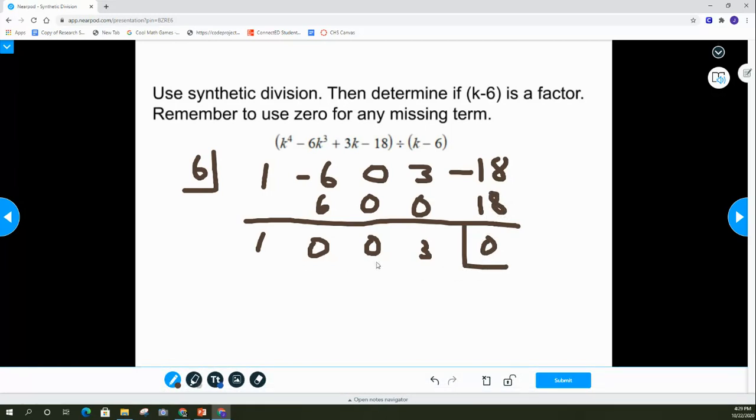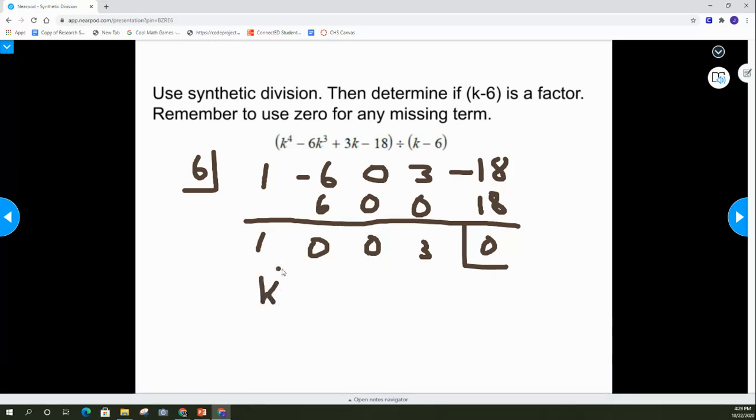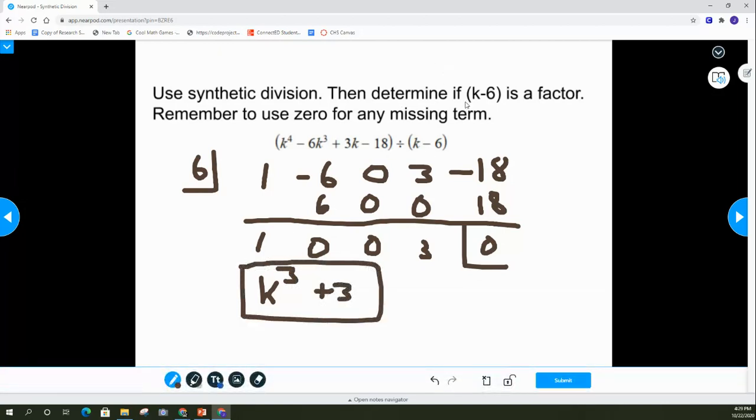If I throw everything on right now, remember this is the constant, linear, quadratic, cubic. So this would be k to the 3rd plus 3. That would be my quotient. All right, but just answering the question, is k minus 6 a factor? Yes, because it's 0 right here. The other factor would be k cubed plus 3.